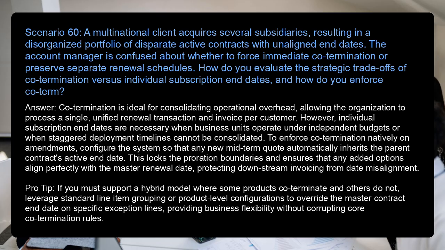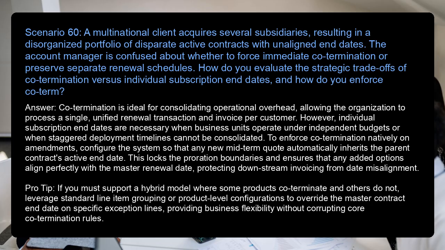Answer: co-termination is ideal for consolidating operational overhead, allowing the organization to process a single, unified renewal transaction and invoice per customer. However, individual subscription end dates are necessary when business units operate under independent budgets or when staggered deployment timelines cannot be consolidated. To enforce co-termination natively on amendments, configure the system so that any new midterm quote automatically inherits the parent contract's active end date.